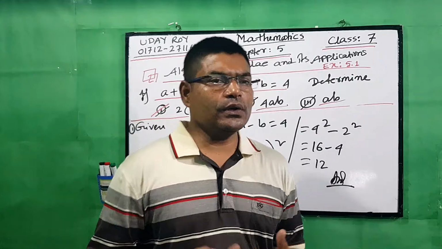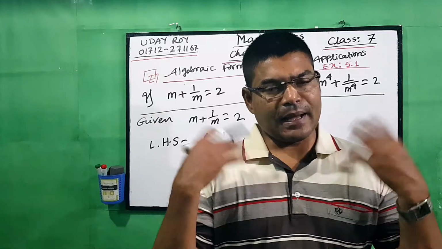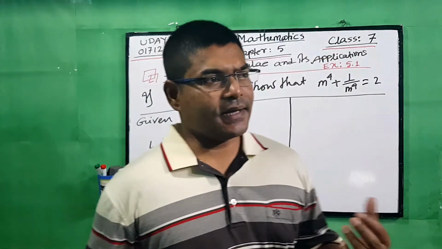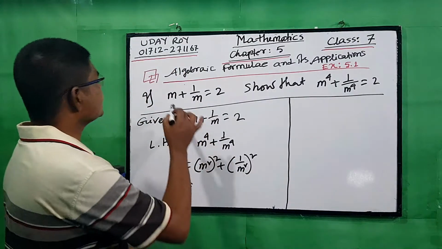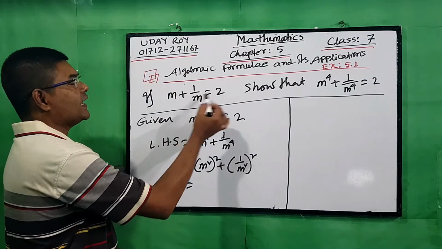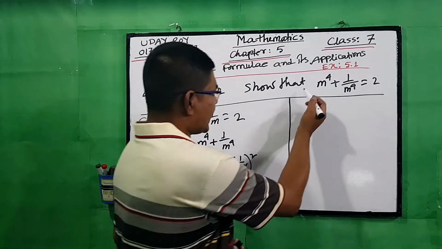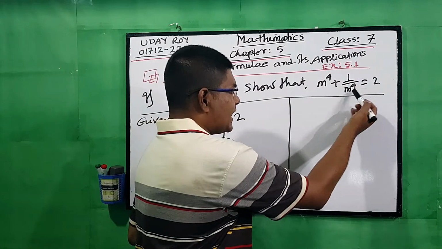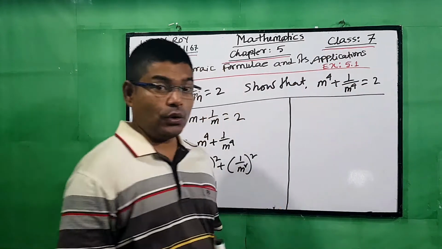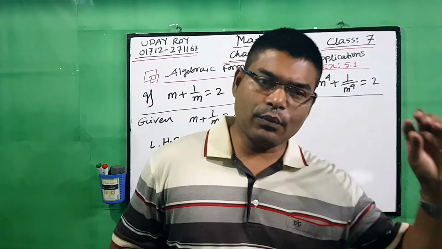Okay. Now we will do another maths. Come back to another maths. You have to show that it's a different maths. So you can see here is m plus 1 by m equal to 2. Show that m to the power 4 plus 1 by m to the power 4 equal to 2. Here the power is 4.